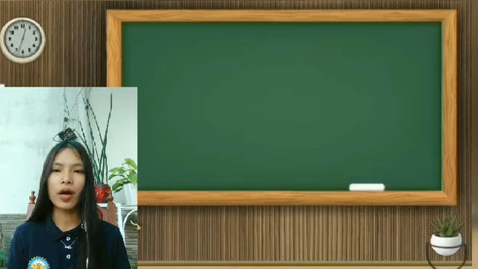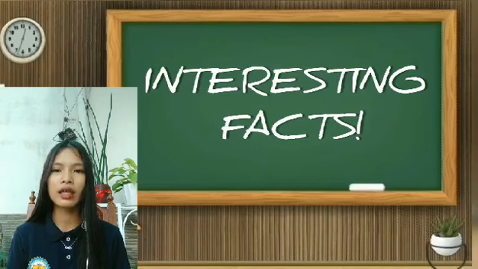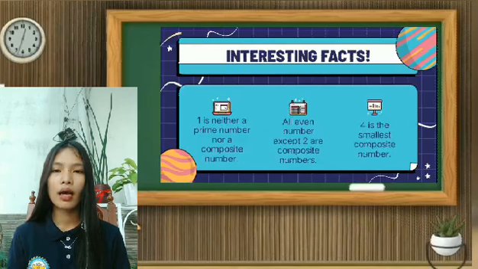Before we wrap up our discussion, I'd like to share some interesting facts regarding composite numbers with you. 1 is neither a prime number nor a composite number. All even numbers except 2 are composite numbers. And 4 is the smallest composite number.